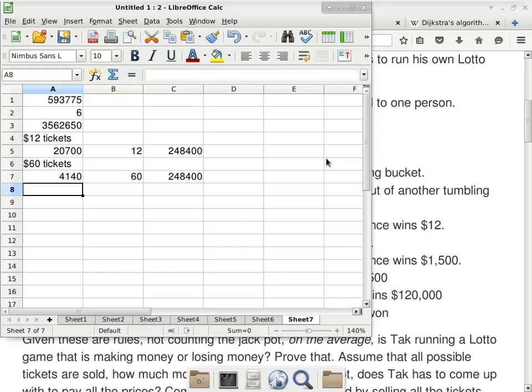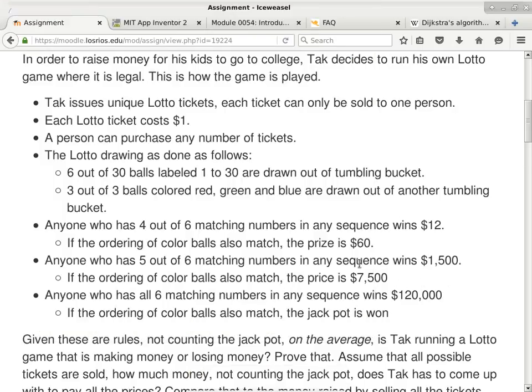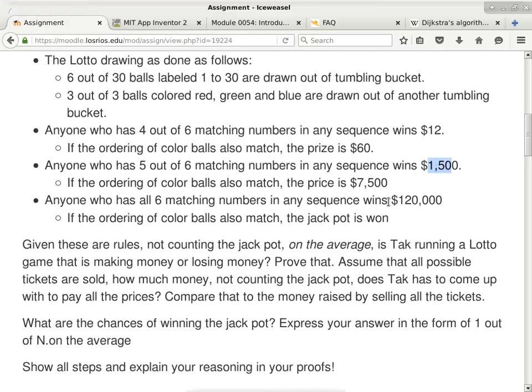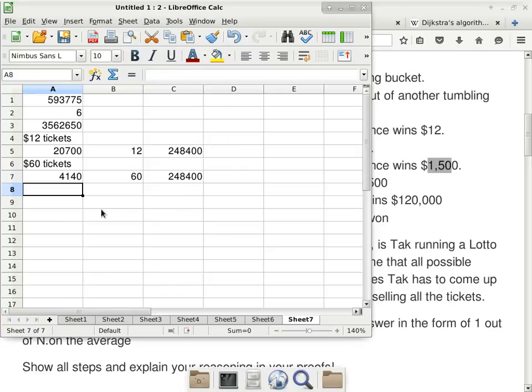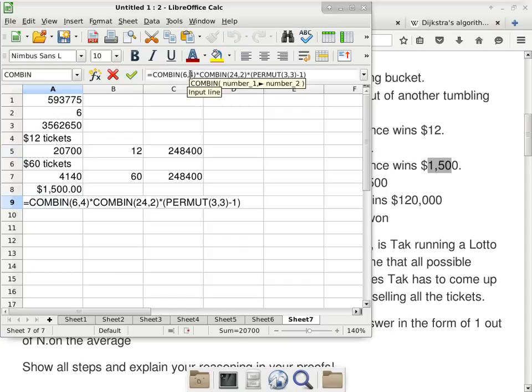Okay. All right. So the $12 and $60 are accounted for. Now we are moving on to the $1,500 and $7,500 ones. That equation is going to be very similar to this one, except we have to tweak. We are choosing 5 out of the 6 winning numbers. We are choosing 1 out of the 24 non-winning numbers. And the permutation part is the same because this time I still don't want it to have the correct color ordering. So that means out of the 6 ways of ordering the colors, 5 would fall into this category because 1 is going to fall into the next one.